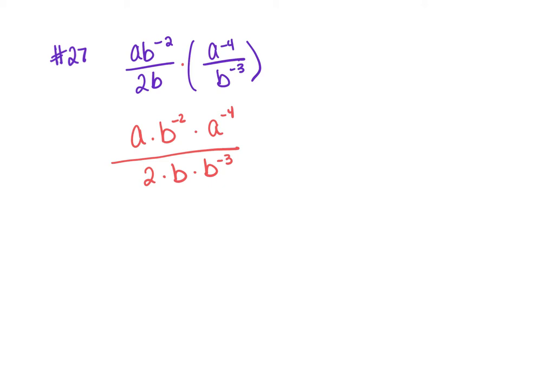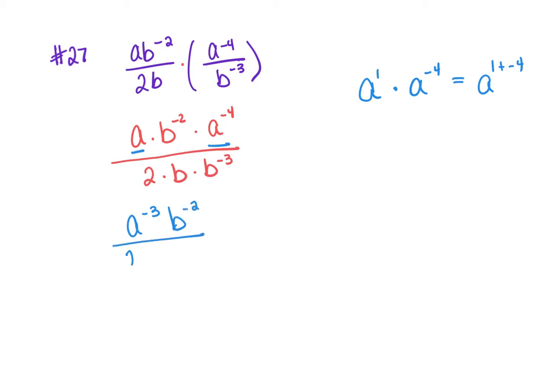So I am going to look at the top. Nothing can combine with the B up there, but the A and the A to the negative 4th are like bases. So remember, if you multiply like bases, you have A to the first times A to the negative 4th. You add those, 1 plus negative 4. So in the numerator, I'm going to have A to what power? The negative 3rd. And the B does not change because there's nothing to combine it with.